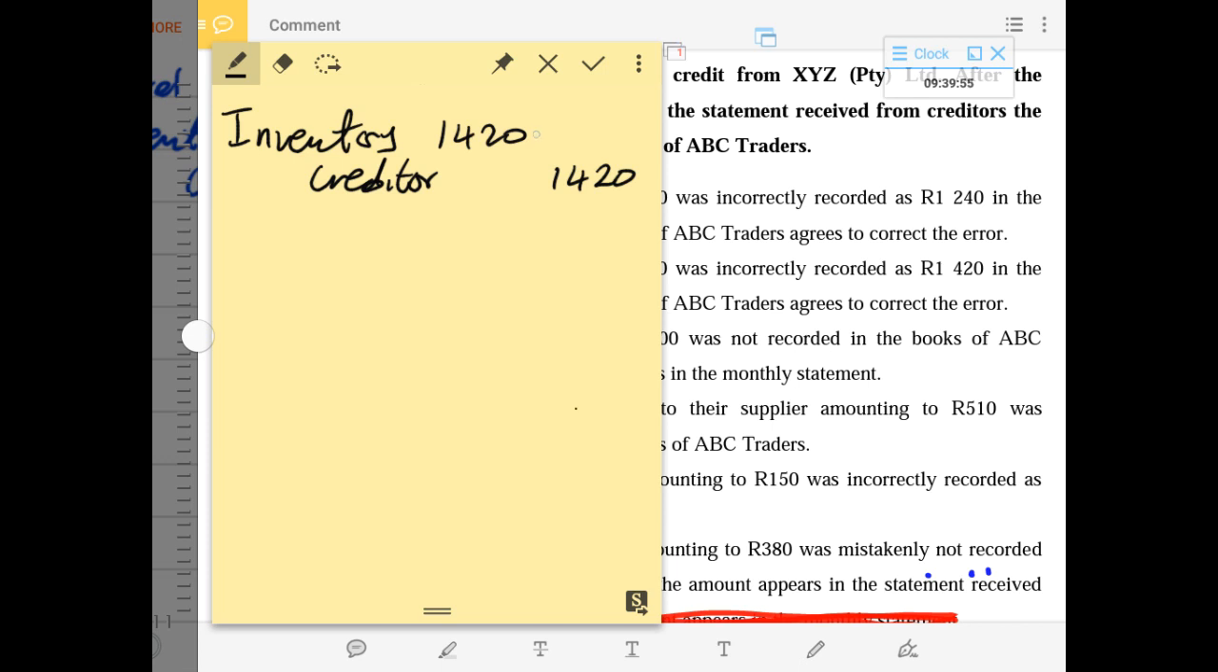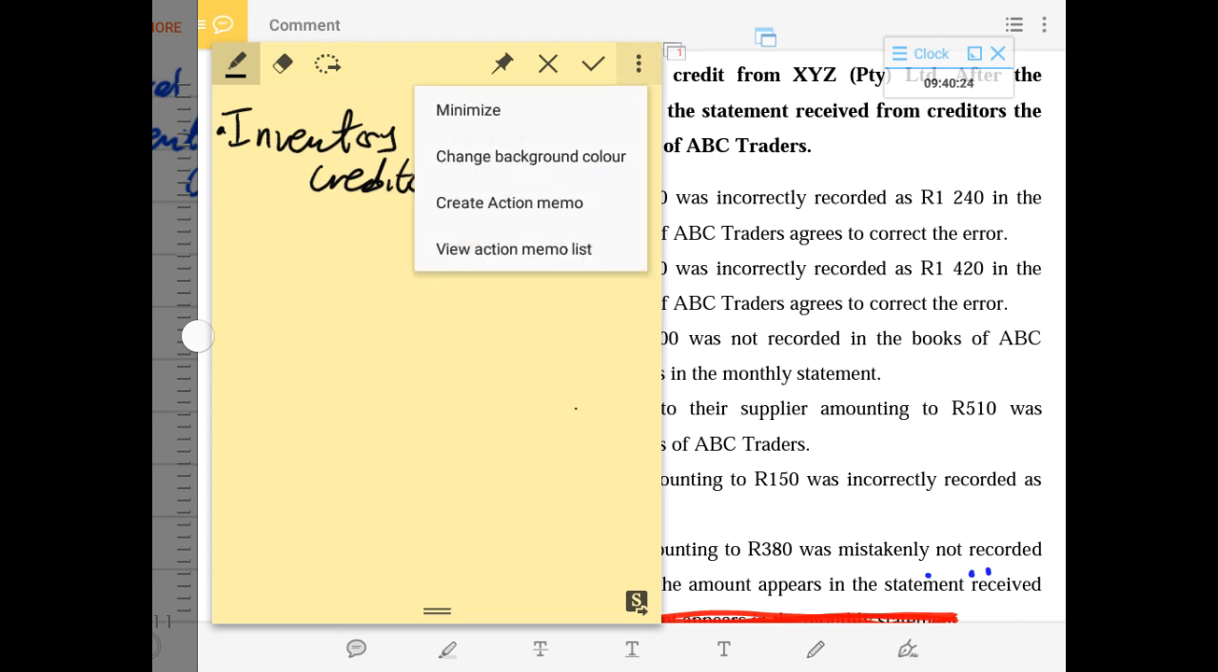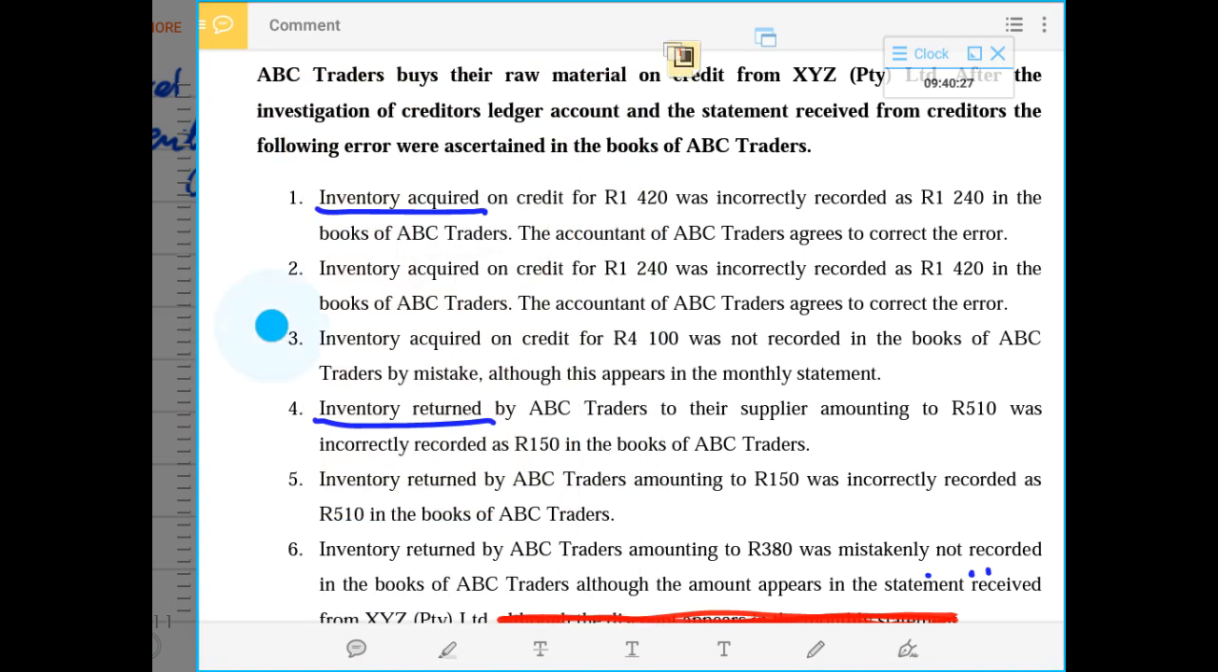Meaning we have to decrease our inventory by an amount of 180, and we also have to decrease creditor by an amount of 180. And we know that inventory is an asset, and assets decrease on the credit side. And we know that creditor is a liability, and liabilities decrease on the debit side. In fact, sorry for that, inventory decreases on the credit side, and creditor being a liability decreases on the debit side.